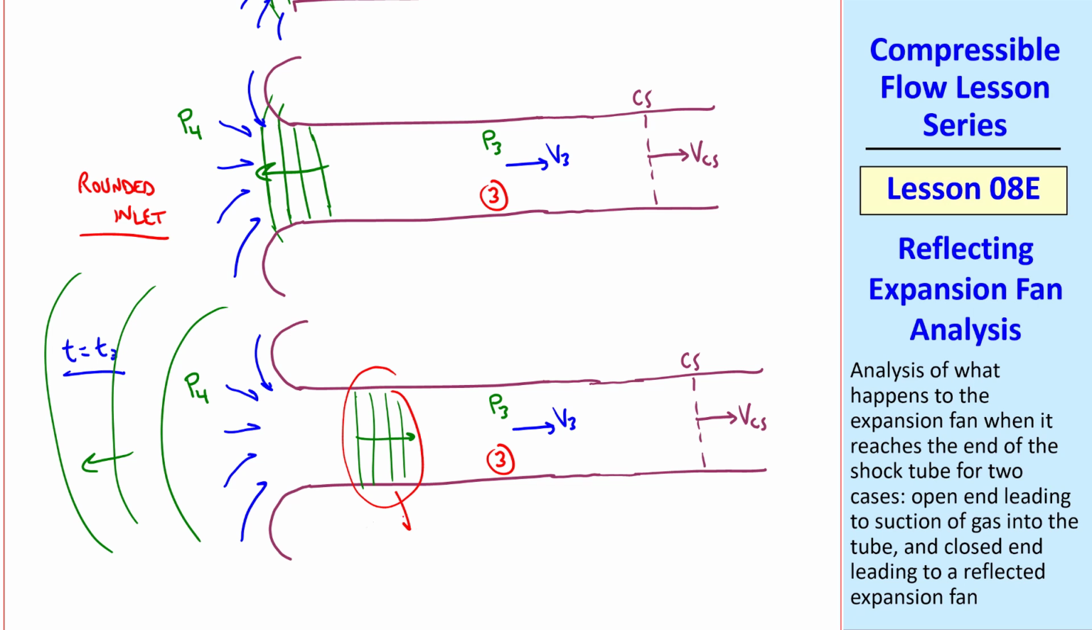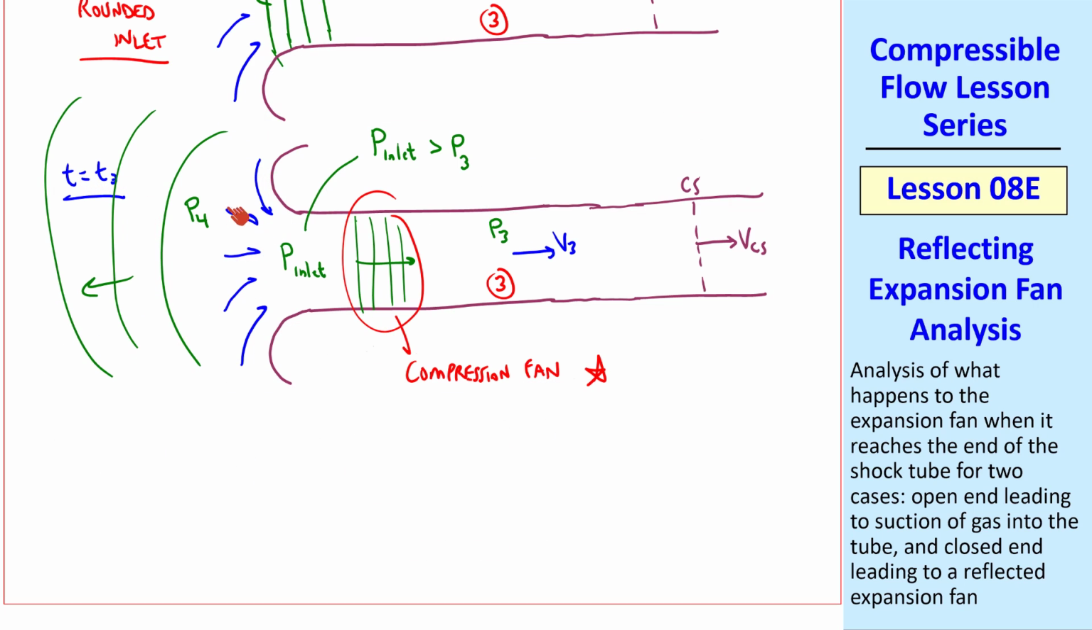Meanwhile, we have a compression fan that moves to the right. Just as the pressure decreases from the leading to the trailing wave of the expansion fan, the pressure increases from the leading to the trailing wave of the compression fan. I'll call this pressure here P inlet, and P inlet is thus greater than P3. But in order for this gas to be sucked in, P inlet must be less than the ambient pressure P4. Again, the details here are very complicated, and it would be best to use CFD to calculate this pressure and the nature of this compression fan.